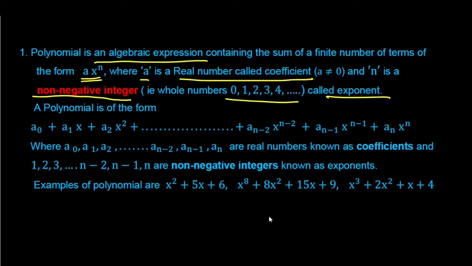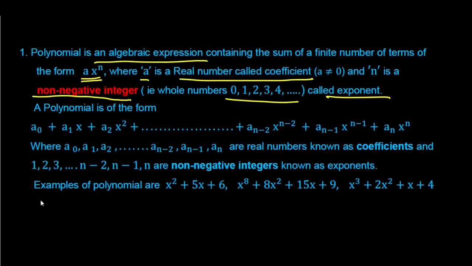In the terms a x power n, n has a restriction. N should be a non-negative integer. N should be a whole number. When the exponent n is a whole number, the algebraic expression is called a polynomial. Otherwise, that is not a polynomial.